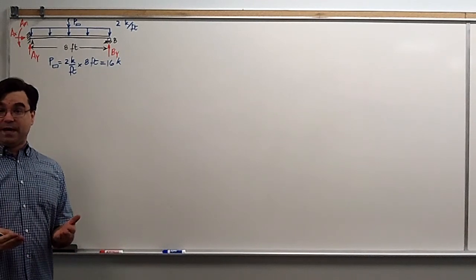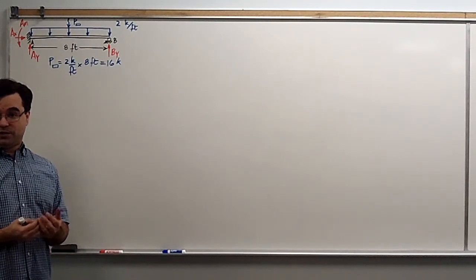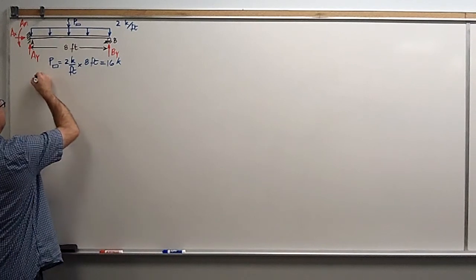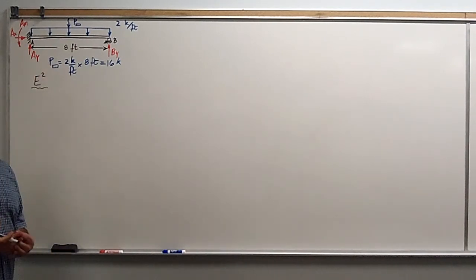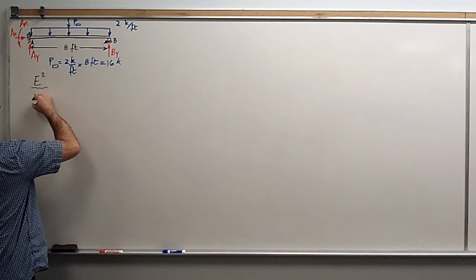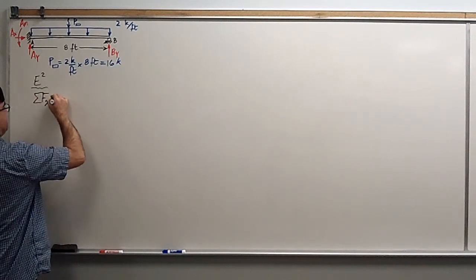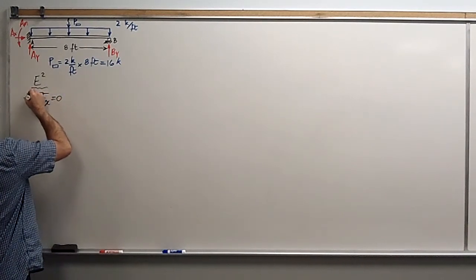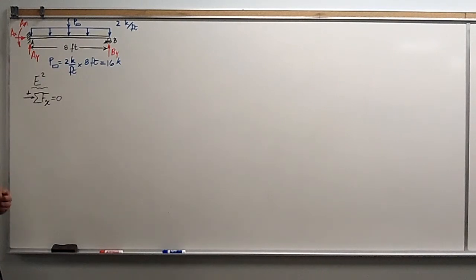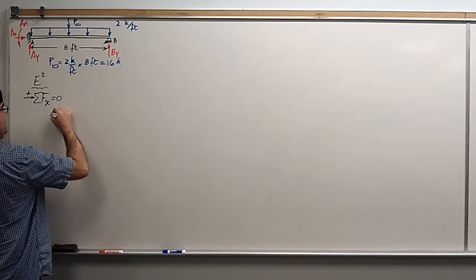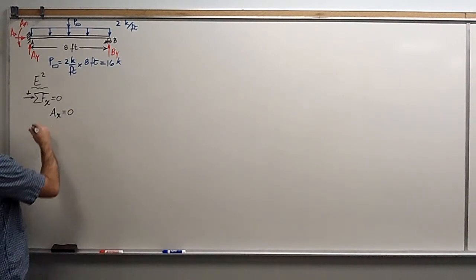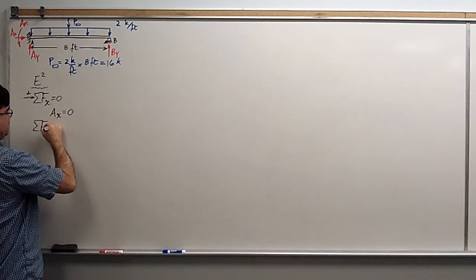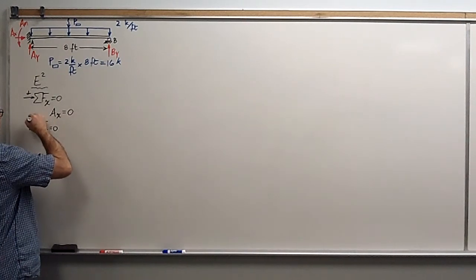Now that I have a free body diagram, I'm going to proceed with my equations of equilibrium. I can use them in whatever order I choose. I simply choose to use the sum of the X forces as my first one. From the sum of the X forces, I get that AX equals 0. I then choose to use the sum of the forces in the Y direction equals 0.